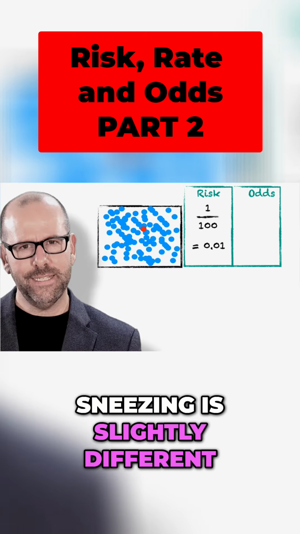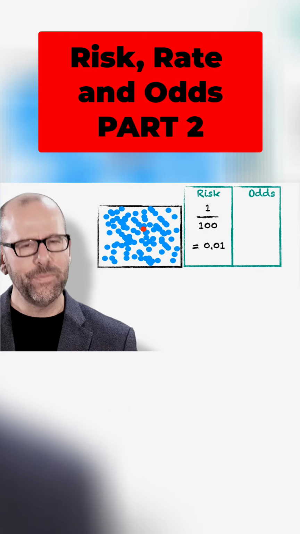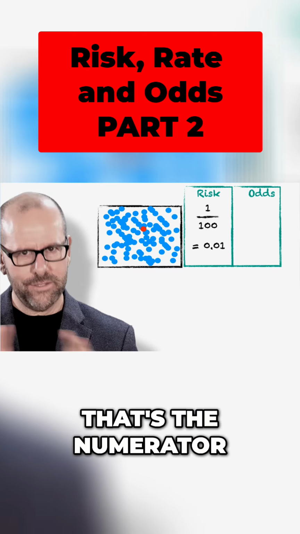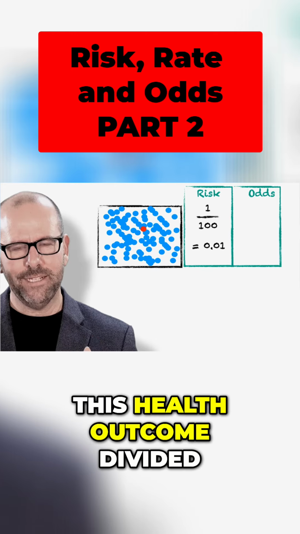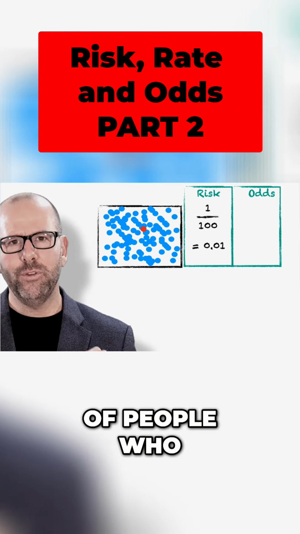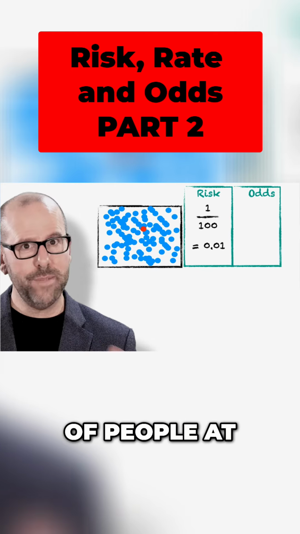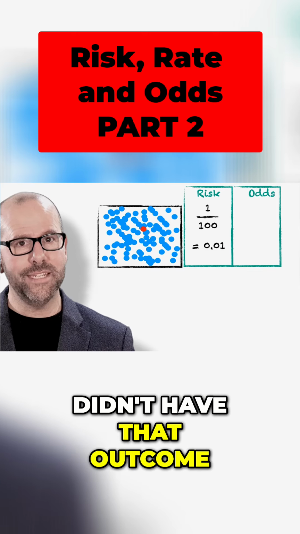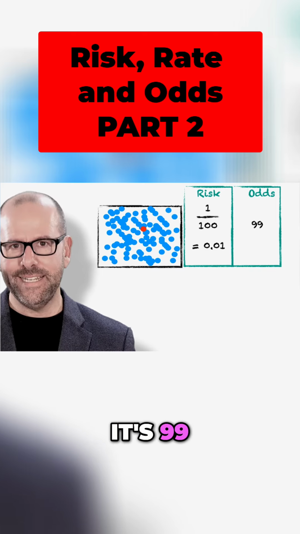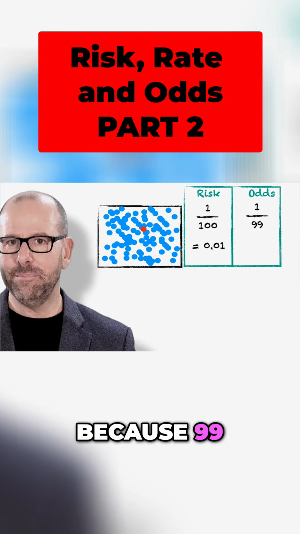The odds of sneezing is slightly different. Now it's 1, the numerator, the number of people that had this health outcome, divided by the number of people who didn't have the health outcome. Not the number of people at risk at the beginning, but the number of people who didn't have that outcome. In this case, it's 99, because 99 people didn't sneeze.